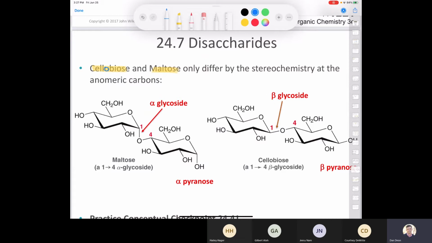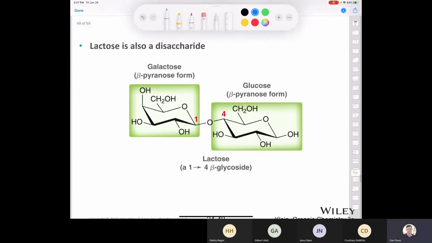There we go. In fact, I don't like the way that that's written, actually. It shouldn't say stereochemistry at the anomeric carbons. It should say the linkages, really. So we'll put here, they differ at the glycosidic linkage. I'd say that's more accurate. Okay. All right. Let's move on from there.